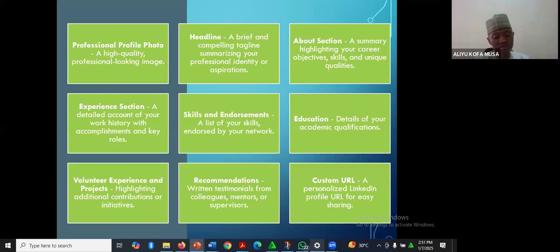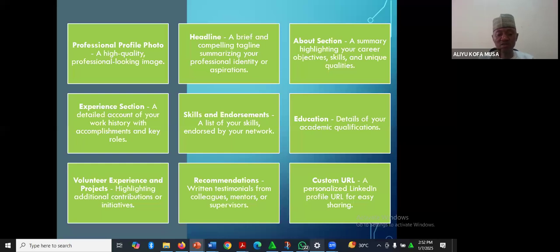Then the next one is the experience section. A detailed account of your work history with accomplishments and key roles. This is where you are going to place it. What did you achieve? Accomplishments in the various roles that you handle. How? Don't say I'm a chairman, a member. What did you achieve? I told you the words that you are going to use to show your achievements, accomplishments, when we're discussing a resume.